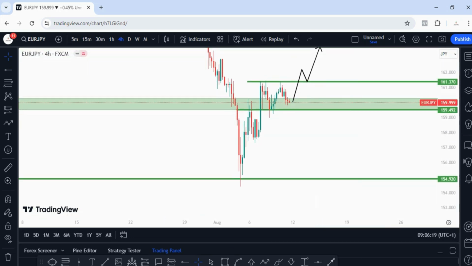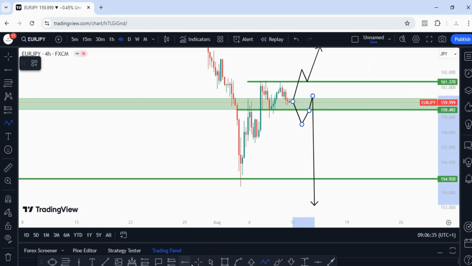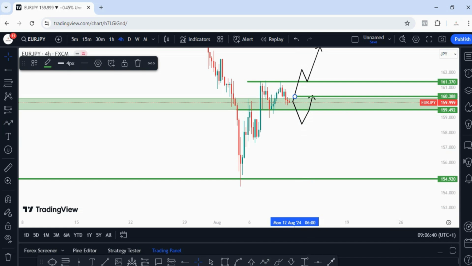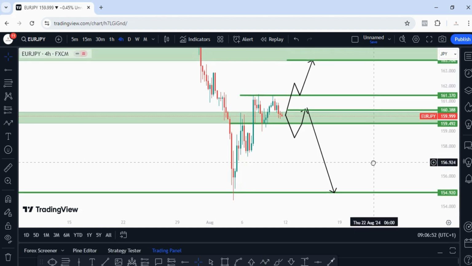But remember, the predominant trend is bearish. So if we continue bearish, I'd like to see price create a new lower low, breaking below this neckline of this double top. Then I'll catch it on the pullback, which is around 159.492. My stop loss would be above here, which is around 160. Let me even put a line there, which will be around 160.388. And my target will now be here, which is 154.920. So those are my bullish and bearish scenarios on EURJPY.